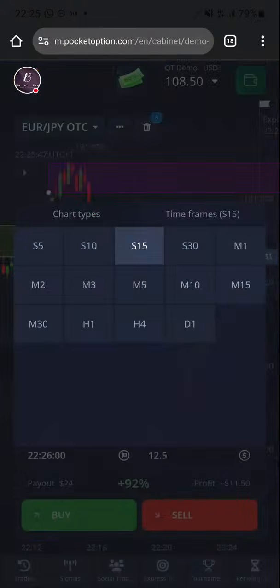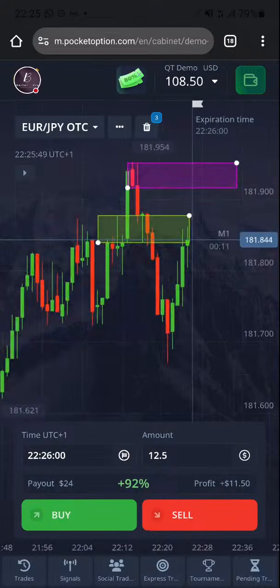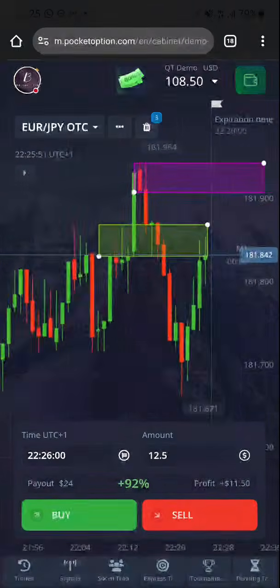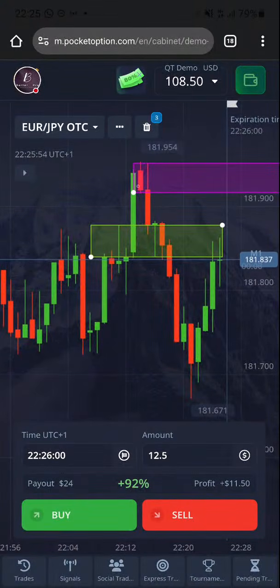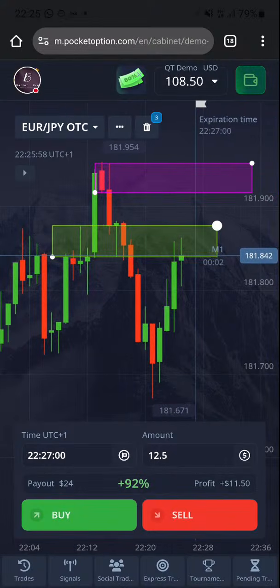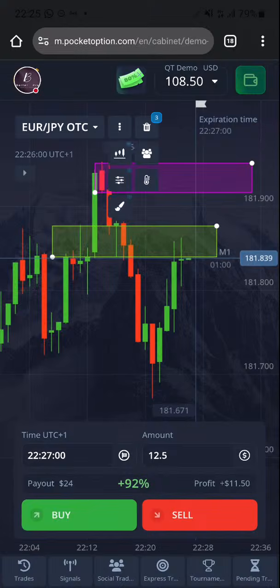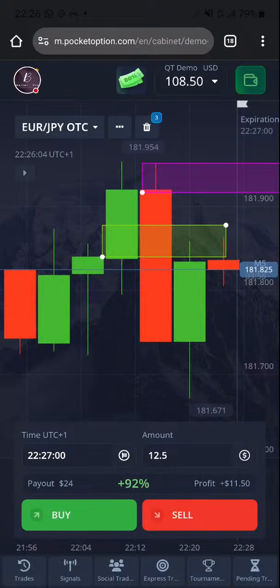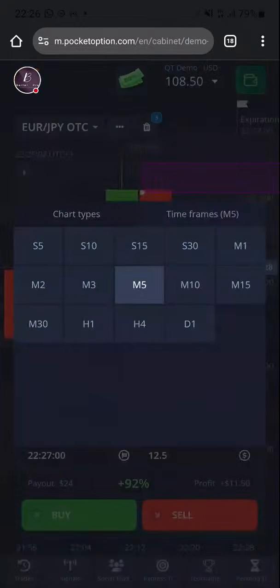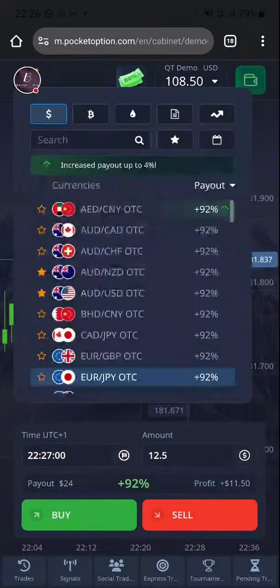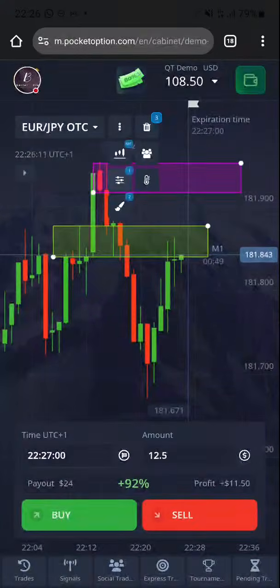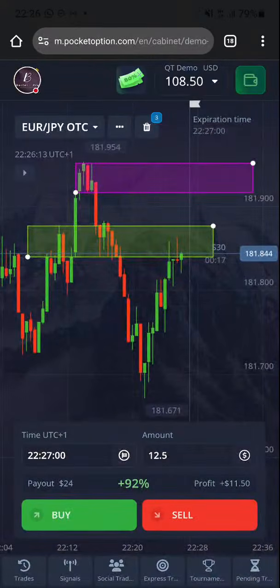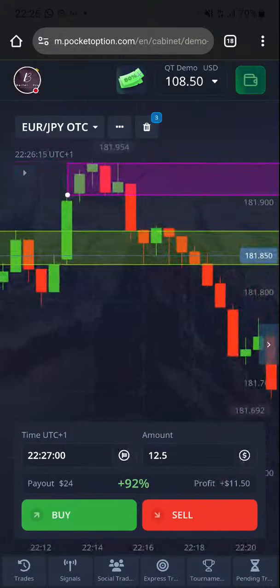Okay, let's go back to M1. I've seen the entry. So look at this now. We have this ABC to the upside and push to the downside. This is a QM. We mark the QM shoulder right here, and we'll go to higher time frame to find the higher time frame confirmation. This engulf, you can see. So we'll go back to lower time frames now to find the entry. You can see we have an S30 entry here.